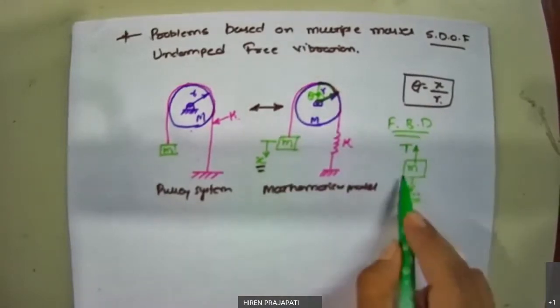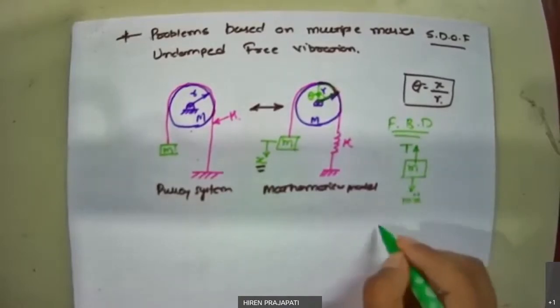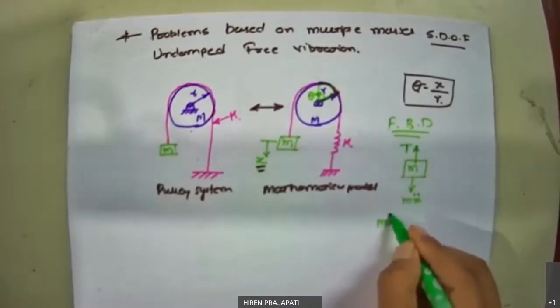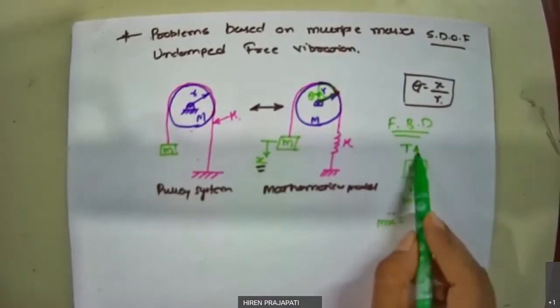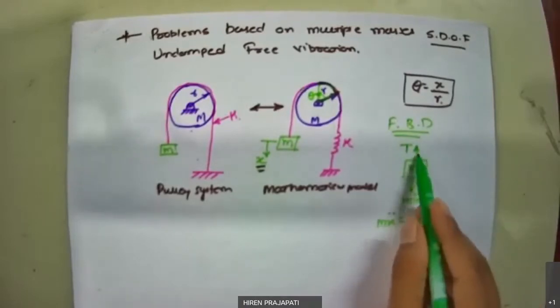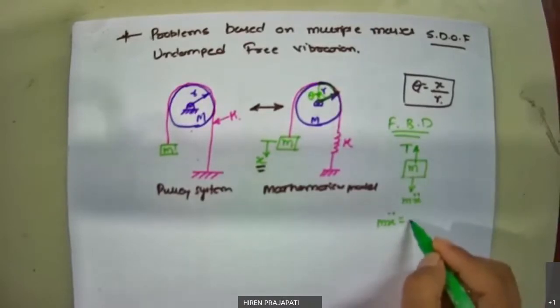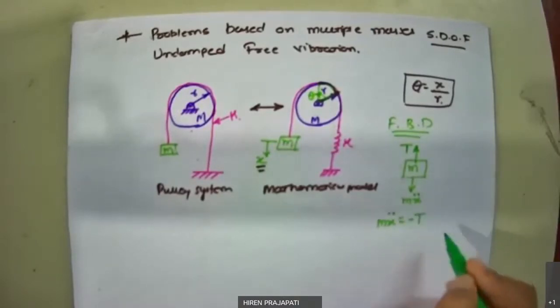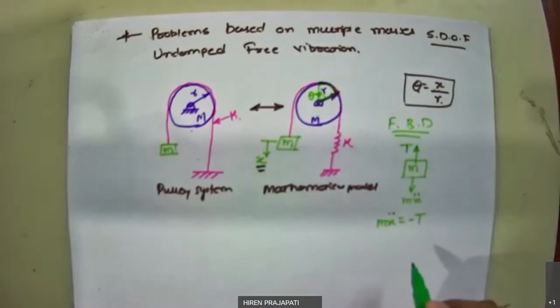Now apply Newton's second law on this free body diagram. Then what do we get? m x double dot is equal to all the external forces. We have only one external force, which is the tension in this thread, and the direction of T is opposite to m x double dot. We have considered m x double dot as positive, so we need to consider the opposite direction as negative. So this is our equation from this free body diagram, right?